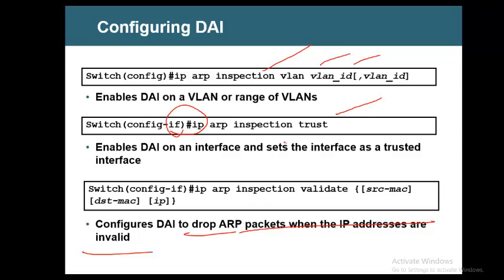You can also manually bind with ip arp inspection validate. If this is the source MAC, this is the destination MAC, this is the IP, then you permit. If anything else, you drop. So this is statically configured. Again, this is an optional one. If you have a DHCP snooping table, this is more than enough.